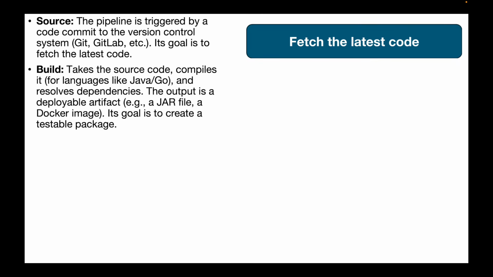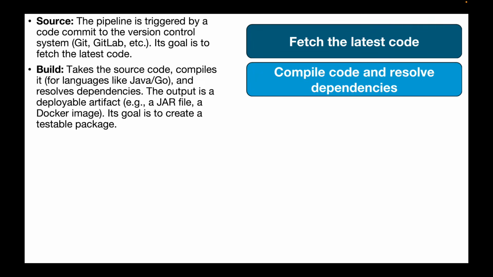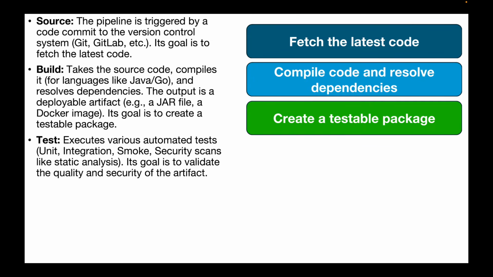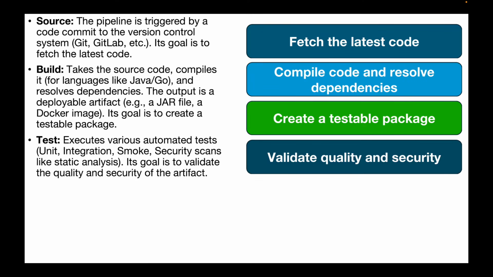Then at the build stage, we take the source code, we compile the code, and we resolve all the necessary dependencies. The output will be a deployable artifact like a jar file or a Docker image. The goal here is to create a testable package. Then you have the test stage. Now this is where we execute our various automated test cases like your unit testing, integration testing, smoke testing, etc. The goal here is to validate the quality and security of the package that we have created.